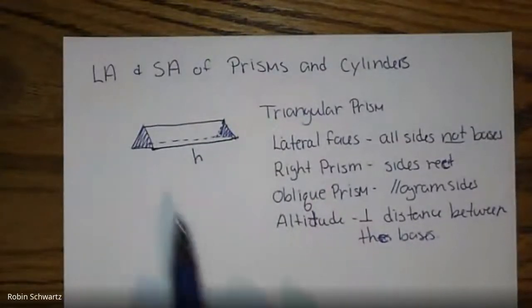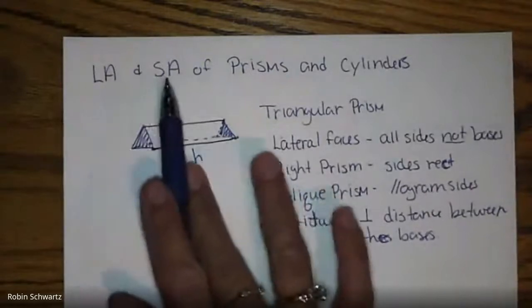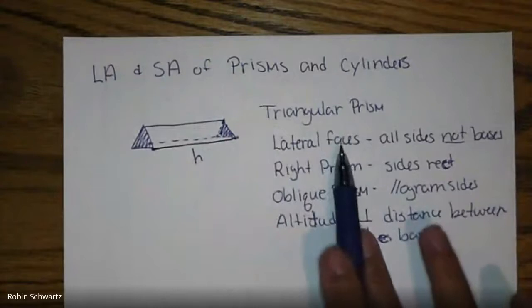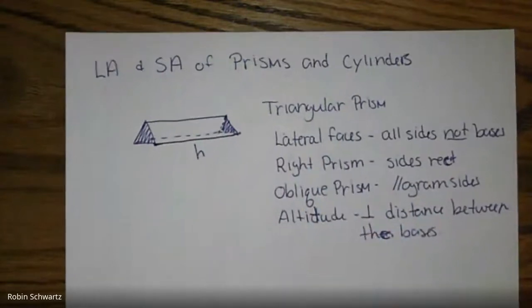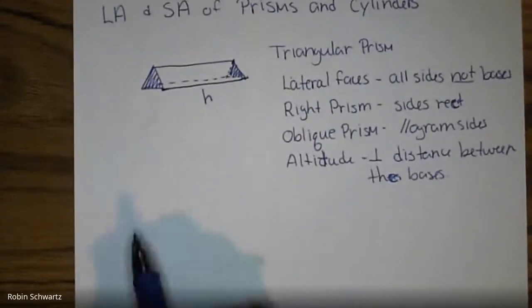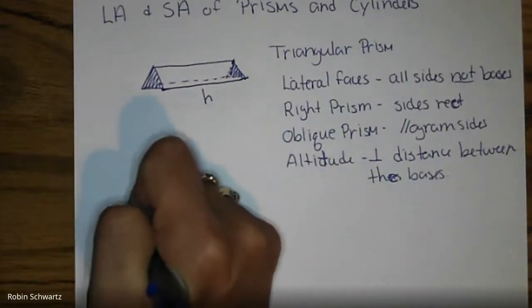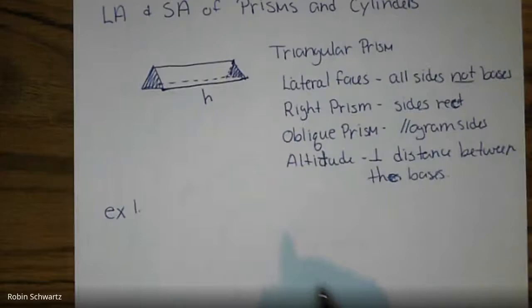All right. So what we're going to be doing today, like I said earlier, is finding lateral area and surface area. This lateral area ties back to the lateral faces. So we are going to do our first example. We're going to do it the long way, and then we're going to streamline it with a formula.